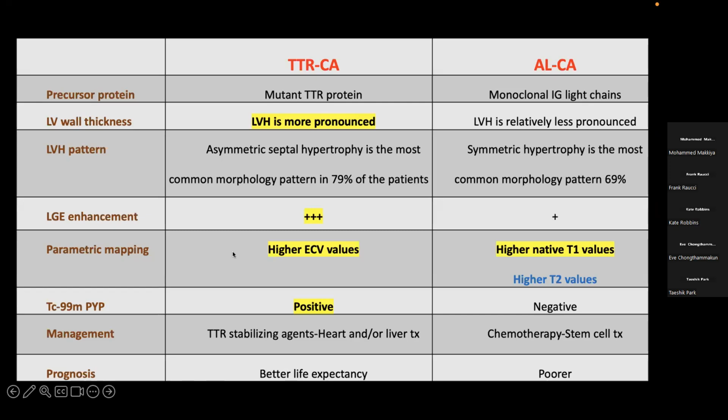These are some features on cardiac MRI that may suggest this is more likely transthyretin type compared to light chain type: the left ventricular hypertrophy is more pronounced, and LGE is more extensive. They usually have higher ECV values and higher native T1 values compared to the light chain type. The technetium-99 pyrophosphate is positive in transthyretin type, but negative in light chain type.